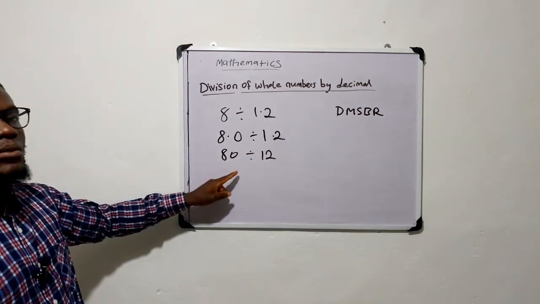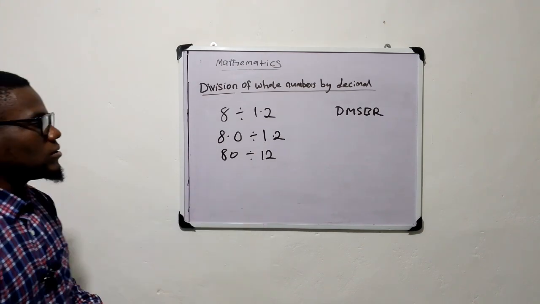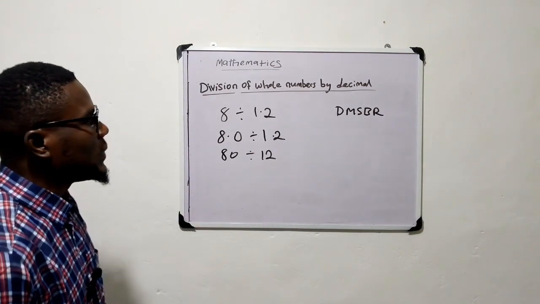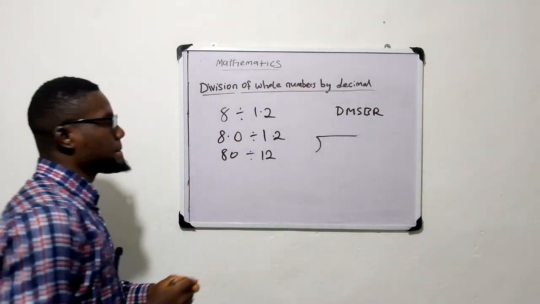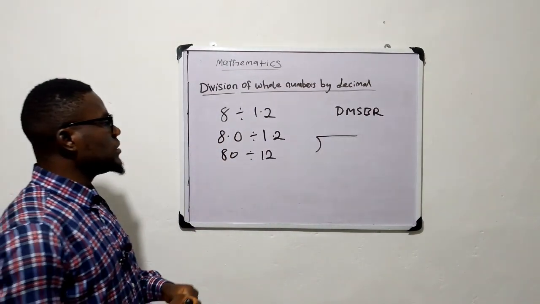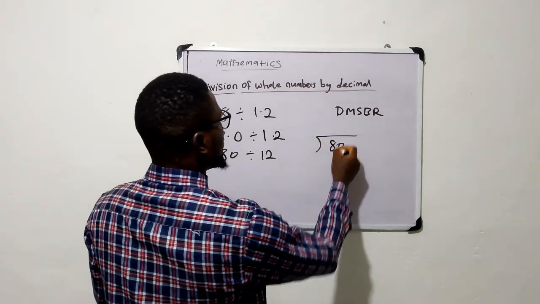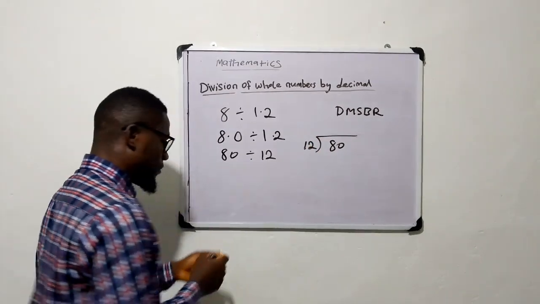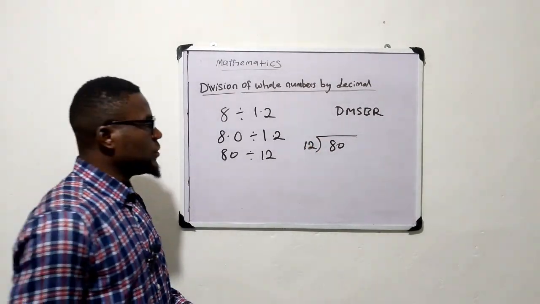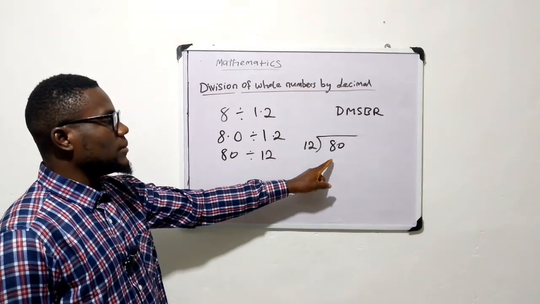So this is what we have now. So we are asked to divide 80 by 12. So what are we going to do? We introduce our long division symbol. Okay, so you bring your dividend inside and your divisor outside. At this point, we're going to divide the dividend by the divisor.